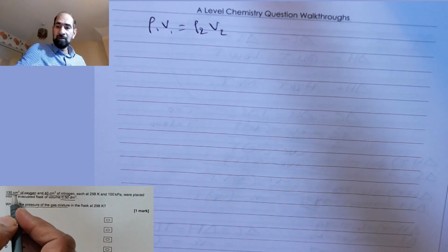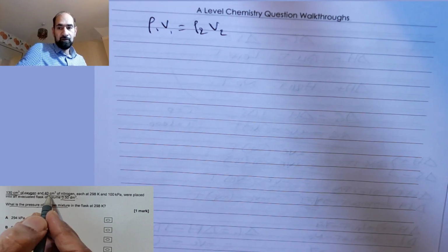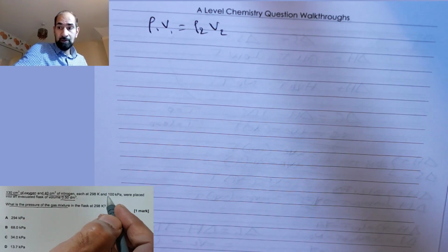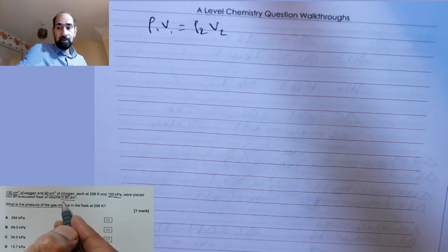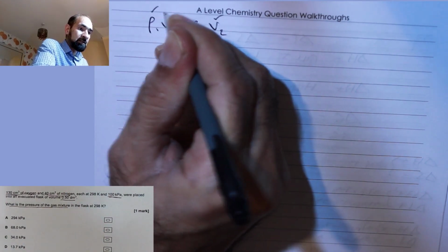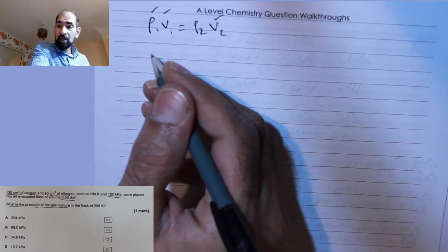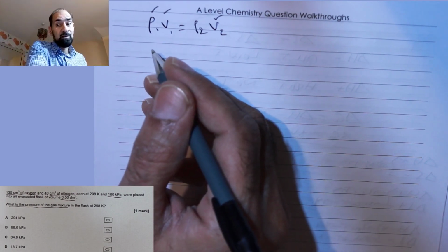Now they're giving me the initial volume. Obviously I'm going to have to change the units and then add it together. The initial pressure, yes, I know the initial pressure, and the final volume they've given me. So I have the initial pressure, initial volume, final volume, and of course they want the final pressure. All right, so let's work out the total volume in decimeters cubed.